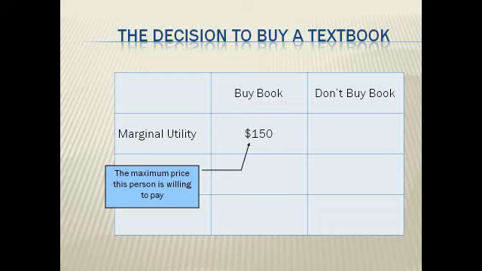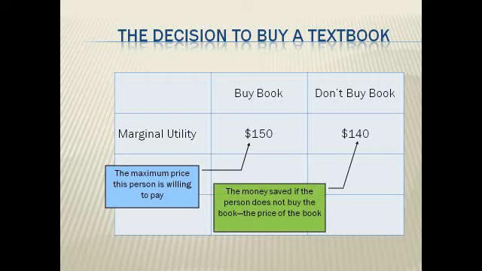What about the marginal utility for not buying the book? Well, if you do not buy the book, you get to save the money that you would have spent if you had chosen to buy the book. If the price of the book is $140, then you get to save that $140. Therefore, compared to the other alternative in the table, which was to buy the book, this student has an extra $140 if they choose to not buy the book. This money saved by choosing to not buy is the marginal utility for not buying the product.